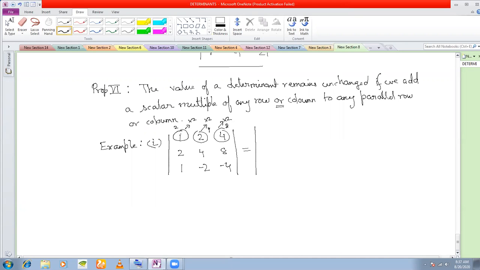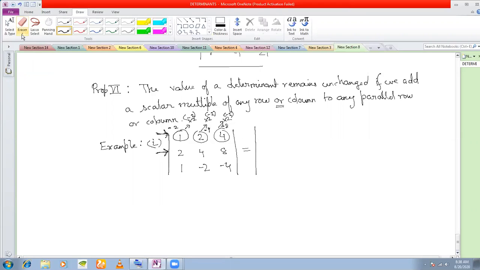Understood? Now what I do is I subtract this row from this row. When subtracting, I'm actually not multiplying by 2. In fact, I'm multiplying by minus 2, and then adding. If I multiply this by minus 2, what will I get? I'll get minus 2, minus 4, and minus 8, right?